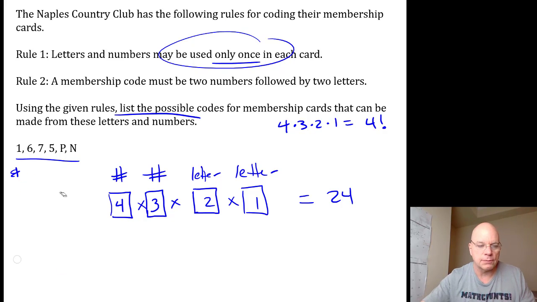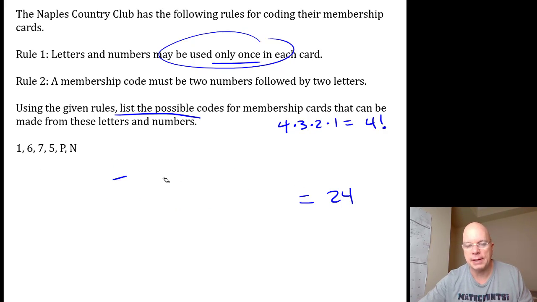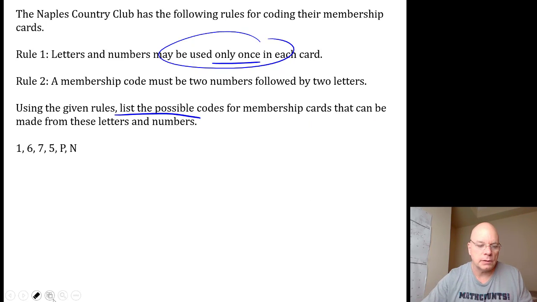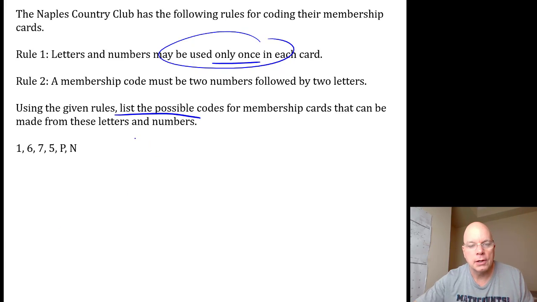Let me assume that you've written that down, or of course it's a video, you can always back it up, pause it if you haven't, but the tree diagram would help us list all the possible codes. For example, the first number could be a 1, a 6, a 7, or a 5. The second number, if the first number was a 1, can only be a 6, a 7, or a 5.